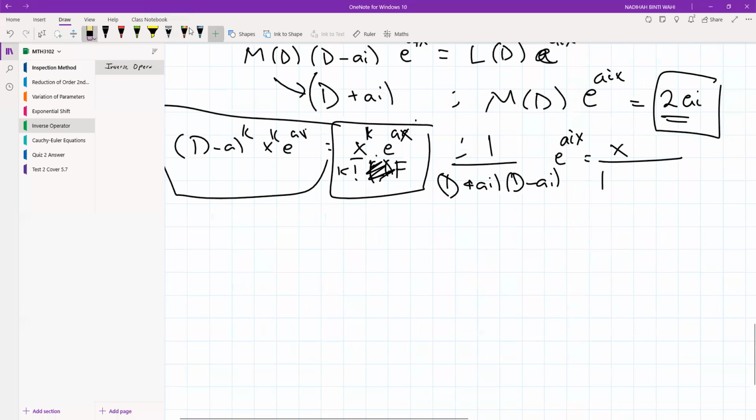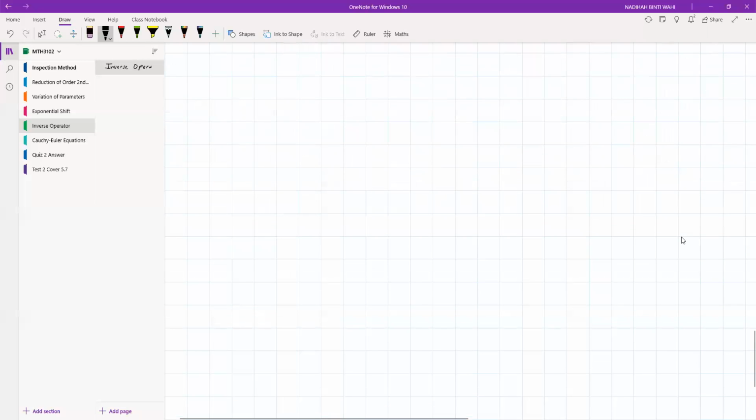Why is K 1? Because this is to the power of 1. The repetition is just once, so this is just 1, and this is 1 factorial. So it becomes M of D times e to the AIX. That's why we get the AI. So that is the explanation for this.